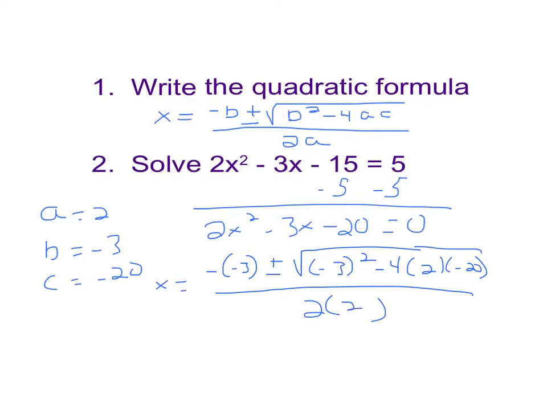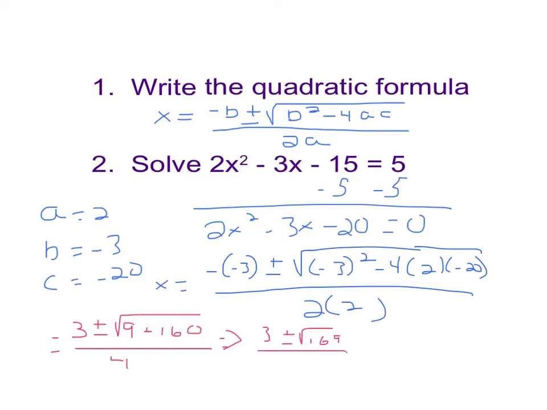So now I'm going to come over here. That gives me 3 plus or minus the square root of 9 plus 160, because 4 times 2 times negative 20 is a negative 160, so minus a negative, and then 2 times 2 is 4. Actually, let's just write it plus or minus, because now I'll just take that square root.